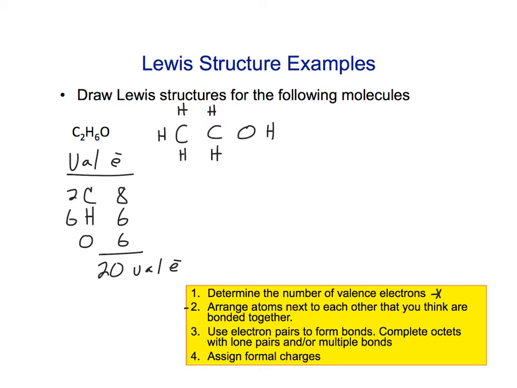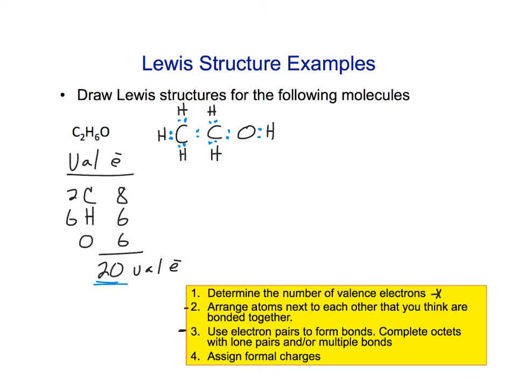All right, so step 3, we're going to use electron pairs to form bonds. All right, so let's put an electron pair for each of these bonds. There's 1, there's 2, 3, 4, 5, 6, 7, 8. All right, we have 8 pairs of electrons. That gives us 16 electrons. So are we done? No, because we need to have 20 electrons, not 16.